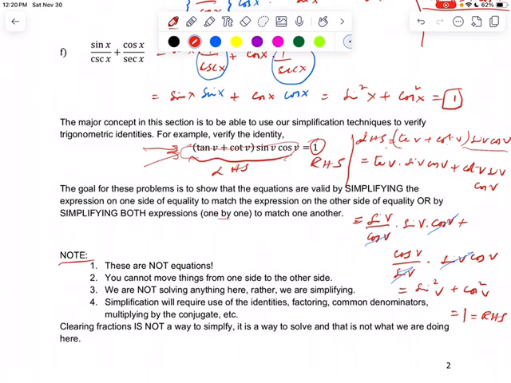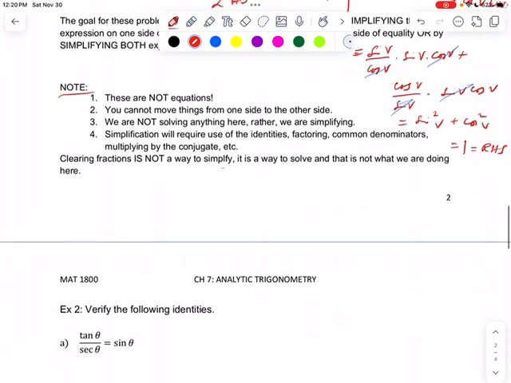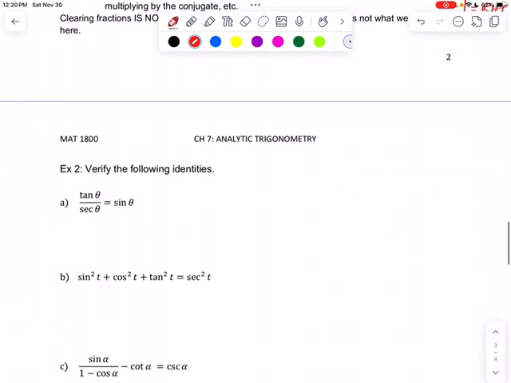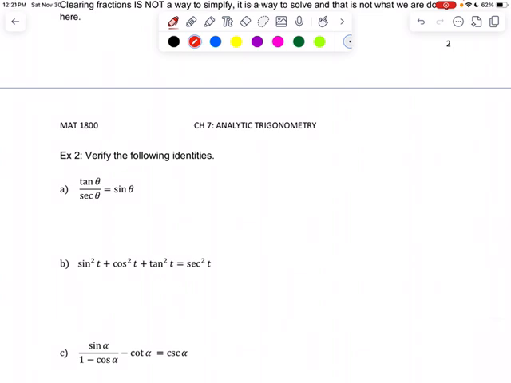Now, clearing fractions is not a way to simplify. It is a way to solve, and that is not what we are doing here. Okay? So let's see. First, this is an identity now. So we have to show that. You can see this is the complex side, this is the simple side. Now getting from here to here is not that obvious compared to getting from here to this side. Although not too bad, we can get from the right hand side to the left as well.